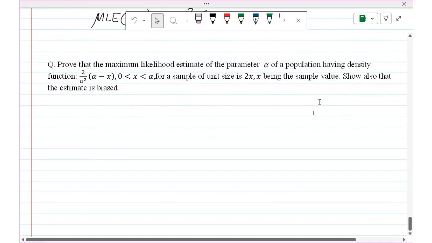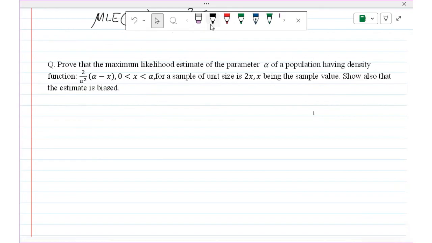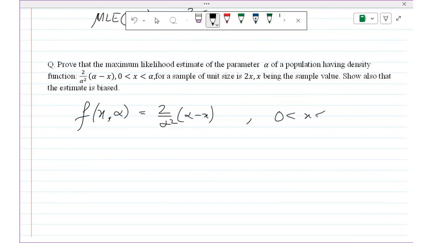To prove that the maximum likelihood estimate of parameter alpha of the population having density function 2 by alpha square into alpha minus x. So you are given the density function, f of x comma alpha. Earlier we used to write f of x only, but now I am writing alpha also, because we have to tell what the parameter is. So 2 upon alpha square into alpha minus x, where x is between 0 and alpha. This is given in the question.